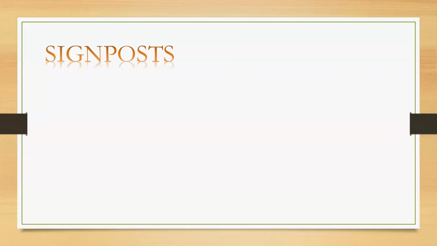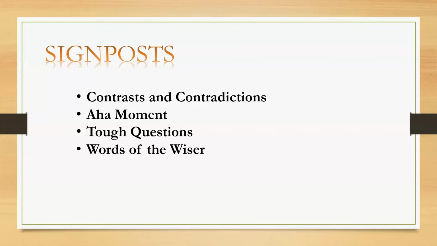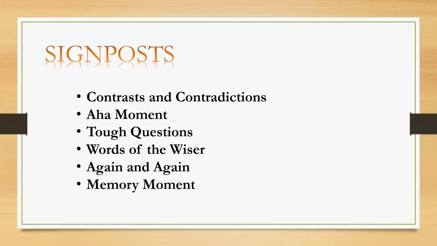There are 6 signposts we're going to talk about in this video. They are called contrasts and contradictions, the aha moment, tough questions, words of the wiser, again and again, and memory moments. And as we go through these, I'll define them for you. I'll give you clues for how to recognize these signposts when you see them. You will be given an anchor question that you ask yourself when you come across the signpost, and I'll give some examples of each one so you have an idea of what to look for as you read.